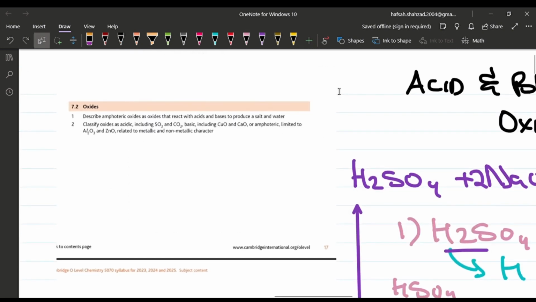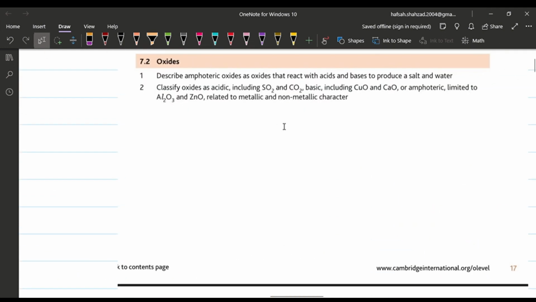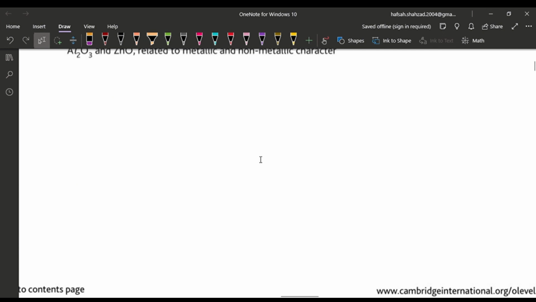So the oxide section is left. Oxide is a very small section. I could just teach you over here, but there's nothing much to it. Okay, so basic oxides.